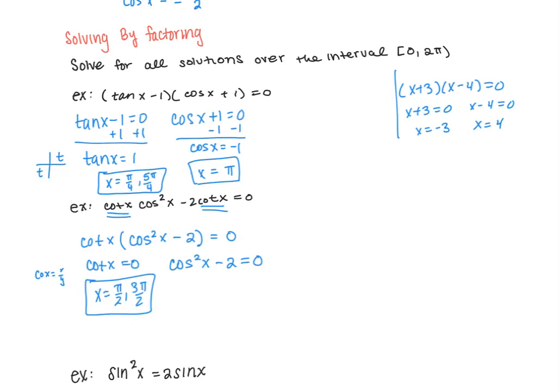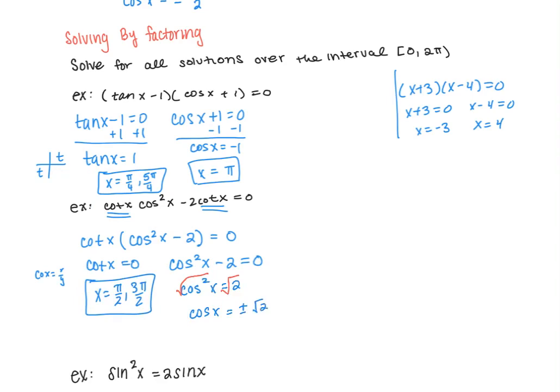Now let's take a look at cosine squared x minus 2 equals 0. I'm going to first add 2 to both sides, and now I can take the square root to get rid of the square. Let me write that better. Take the square root of both sides, so now I have cosine x equals plus or minus root 2.